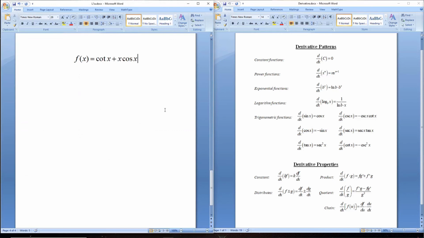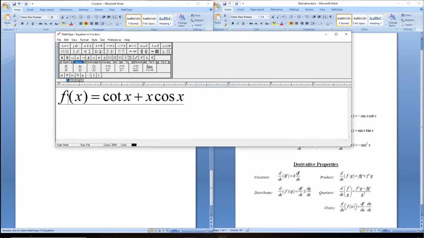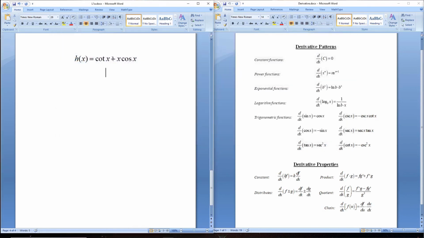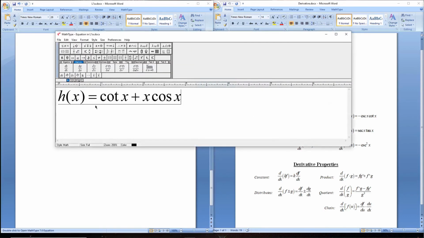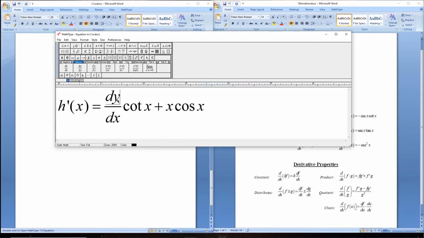Cotangent x plus x cosine x. What is this derivative? And I keep using f here. Let me change that back to an h quick. And I want to be a little bit more thorough on this one just to be clear. So we're going to take the derivative of both sides. The left side will be our derivative notation, and we're taking the derivative of everything on the right, and the derivative distributes. So we're taking the derivative of these two things individually.